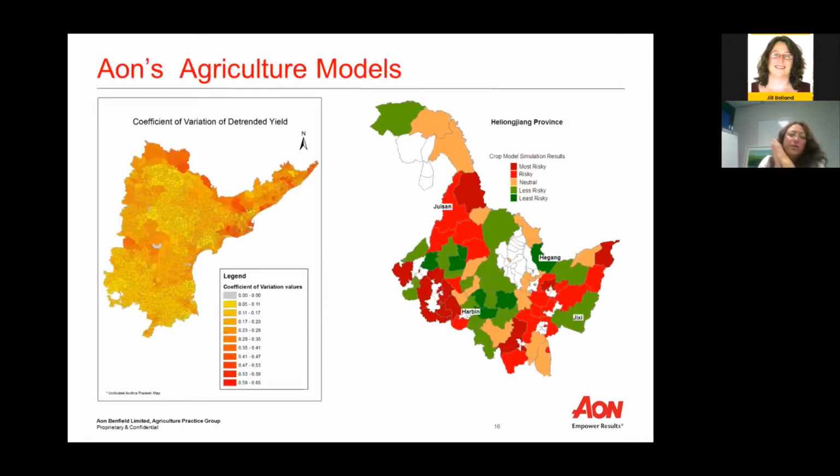So I'll just give you a quick rundown of the models that we have, and I'm going to try and finish in about 15 minutes so that we've got lots of time for questions.